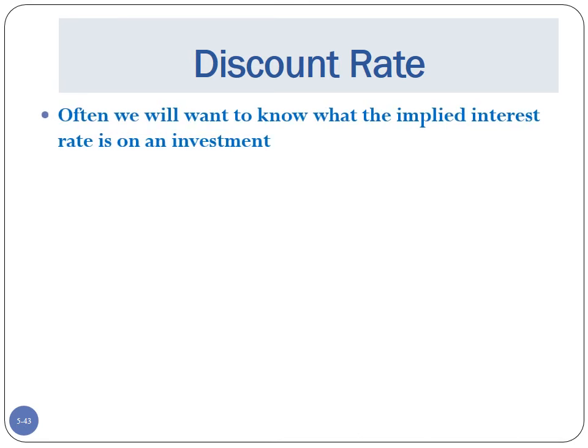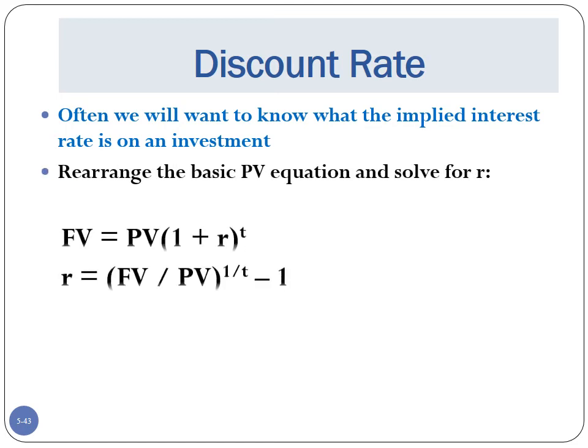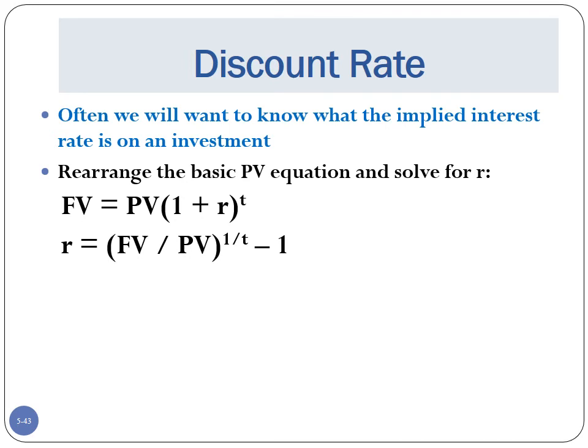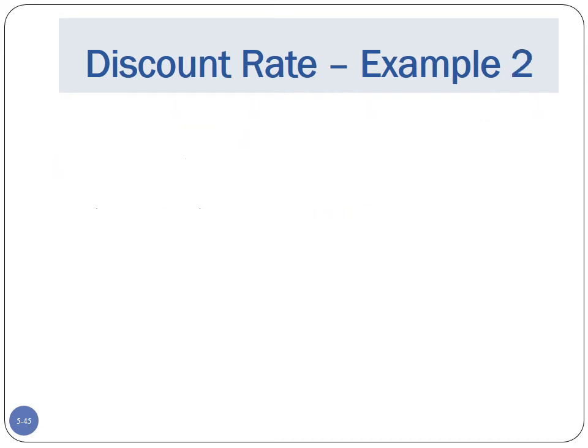The discount rate is very important because many times we're going to want to know what the implied interest rate is on an investment. So we rearrange the basic present value equation solved for r. We can see r is equal to (future value divided by present value) to the 1 over t, minus 1. Here's an example. You're looking at an investment that will pay $1,200 in 5 years if you invest $1,000 today. What is the implied rate of interest? R, again, is 3.714% using our equation.